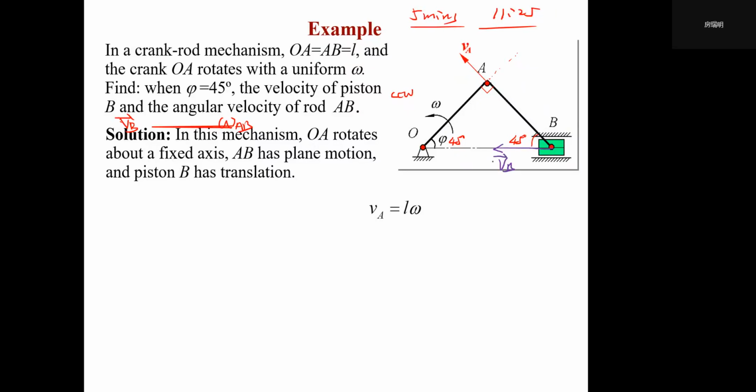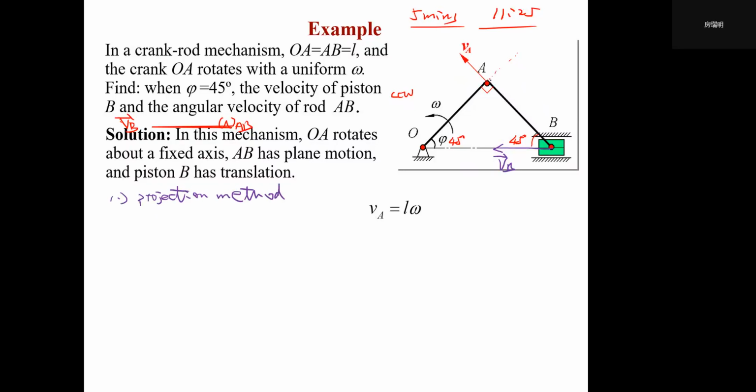Can you agree with this? It's very easy to understand, right? So VB should be along this direction. Then we have different methods to find the magnitude of VB. The first is the projection method we have learned, right?